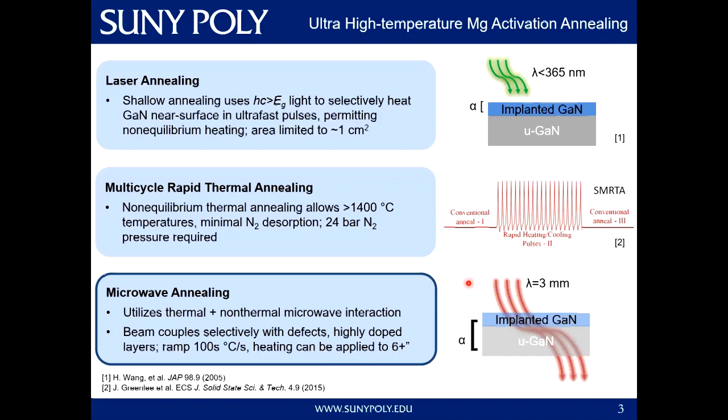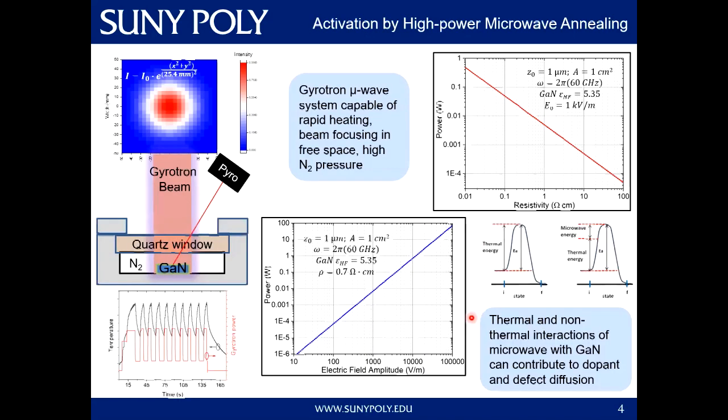Finally, the method that my work uses is microwave annealing, in our case by a gyrotron microwave source. It utilizes thermal and non-thermal microwave interaction with the GaN, and an advantage of it is that the beam couples selectively with defects and highly doped layers and can heat at very fast ramp rates of hundreds or thousands of degrees C per second and be applied to large areas. So let's look at this in some more detail.